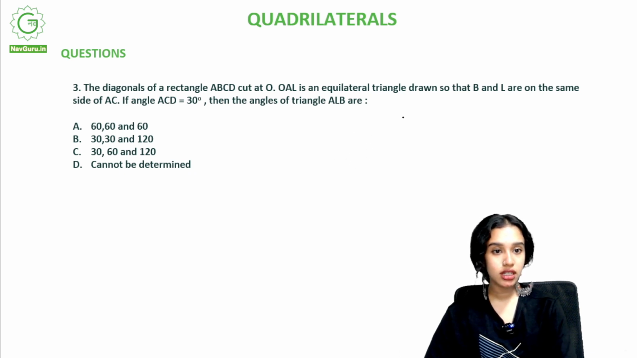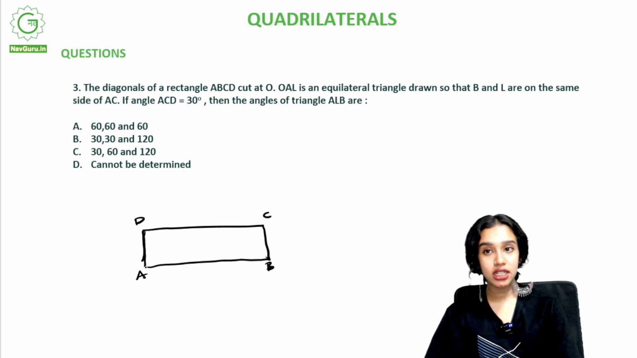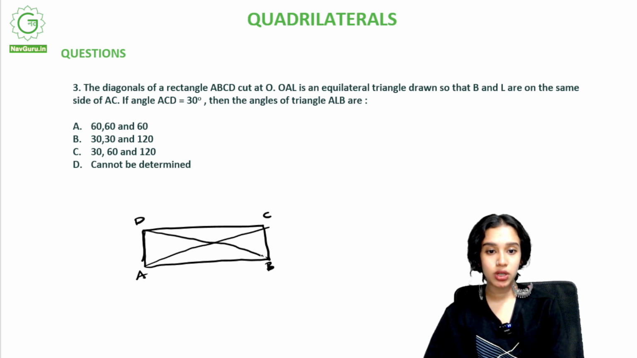So, what is given here? We have a rectangle. Let's name it A, B, C and D. Their diagonals meet at this point, say O, right? OAL is an equilateral triangle drawn so that B and L are on the same side of AC, right? Now, what is the triangle drawn?